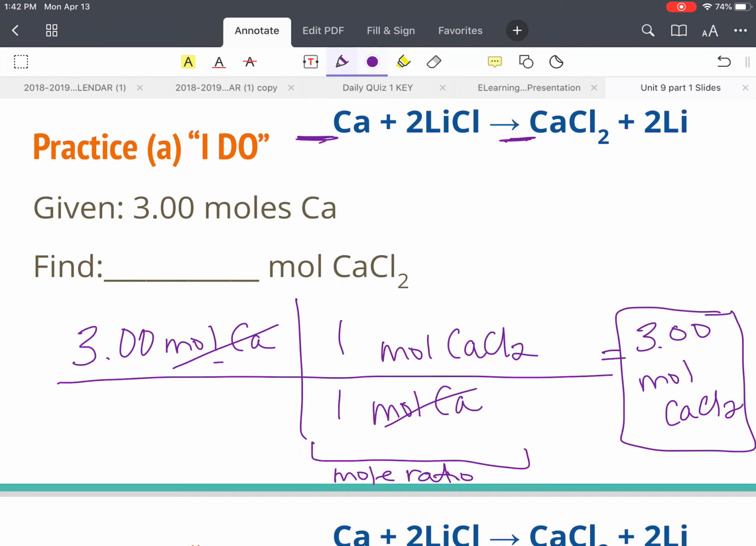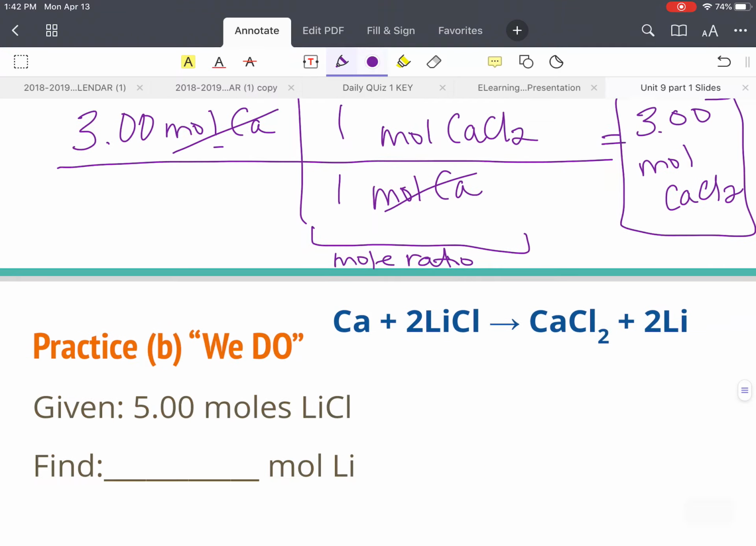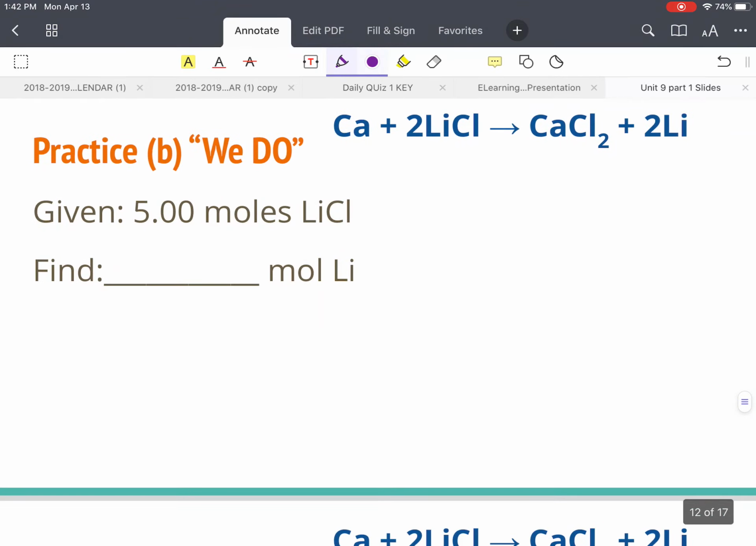All this is saying is that if I start with 3 moles of calcium and I put these substances in a test tube and react them, then at the end I should end up with 3 moles of calcium chloride. That's all I've done. It's like a recipe. If I start with this many eggs, how many cakes can I make? That's all we're doing here.